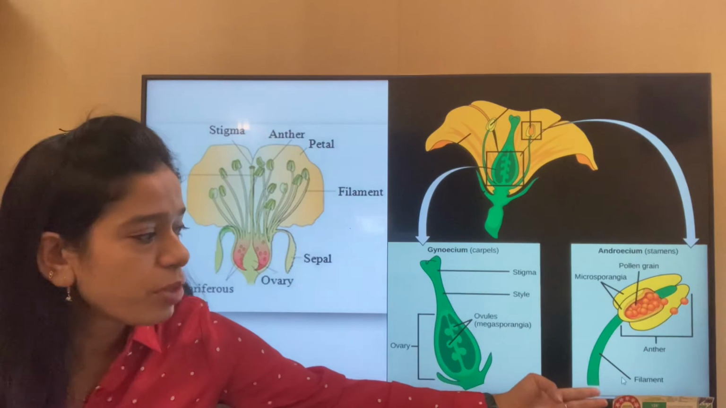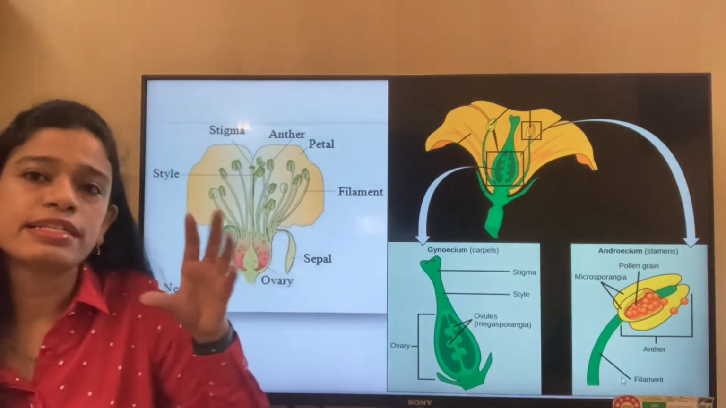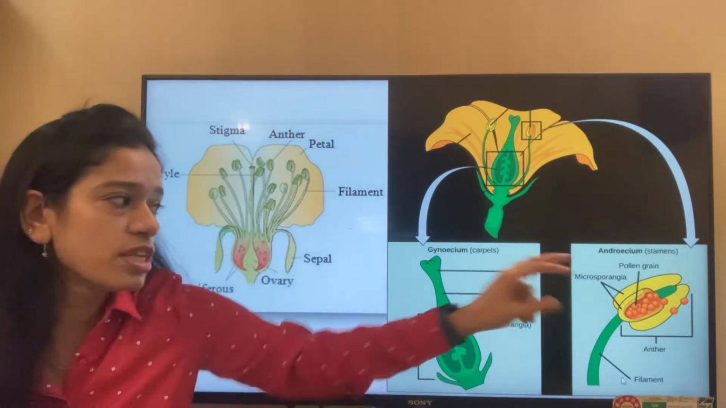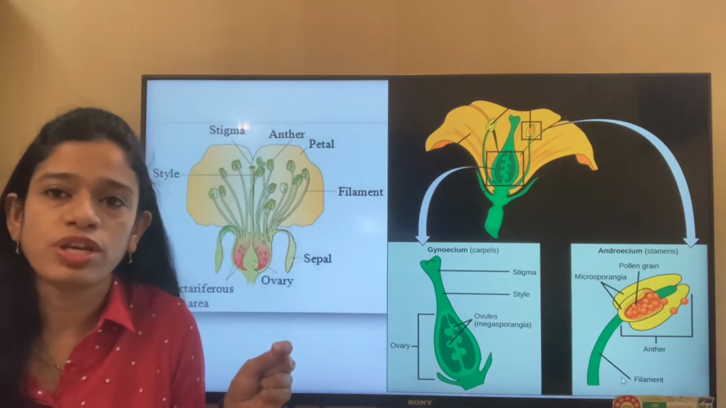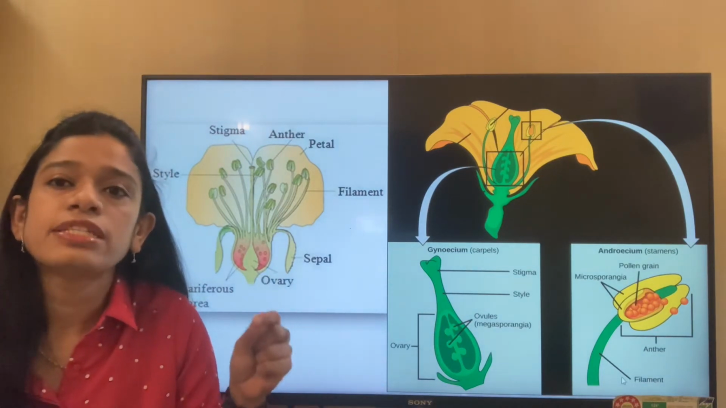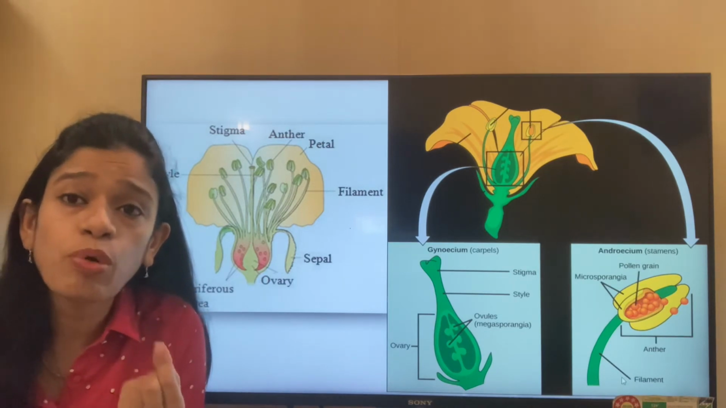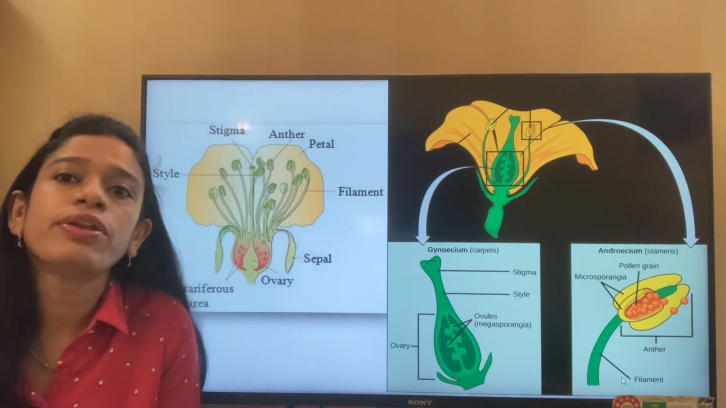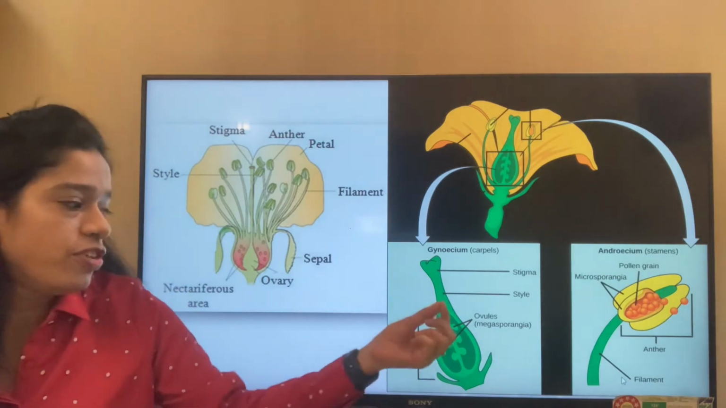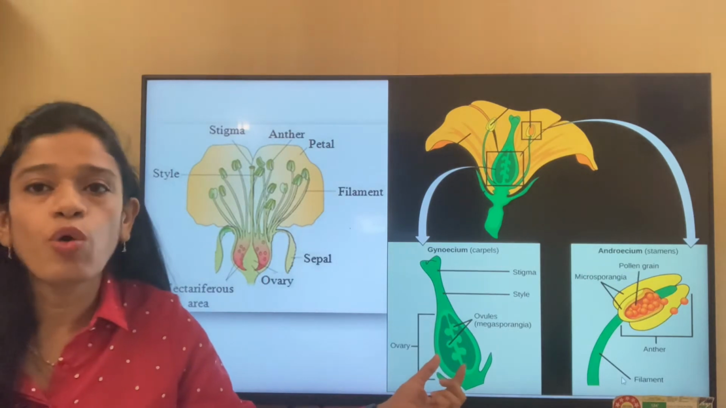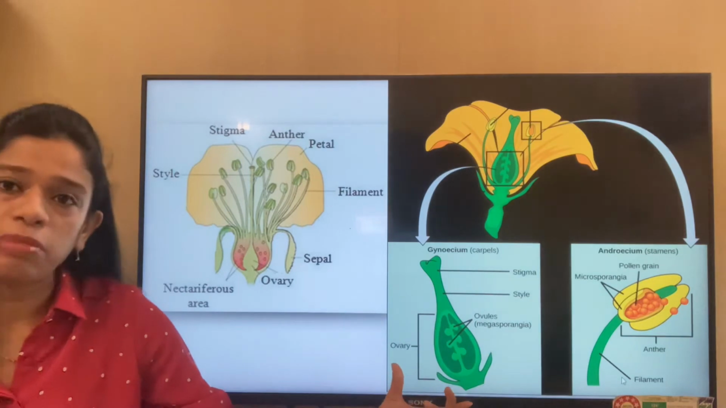And this is the male reproductive part. It consists of an anther and the filament, and this anther is a globose structure which consists of the microsporangia. These microsporangia are very minute structures which consist of the pollen grains. These pollen grains are the sperms that actually go and fuse with the ovules in the ovary. This is the male reproductive part, and this is the female reproductive part.